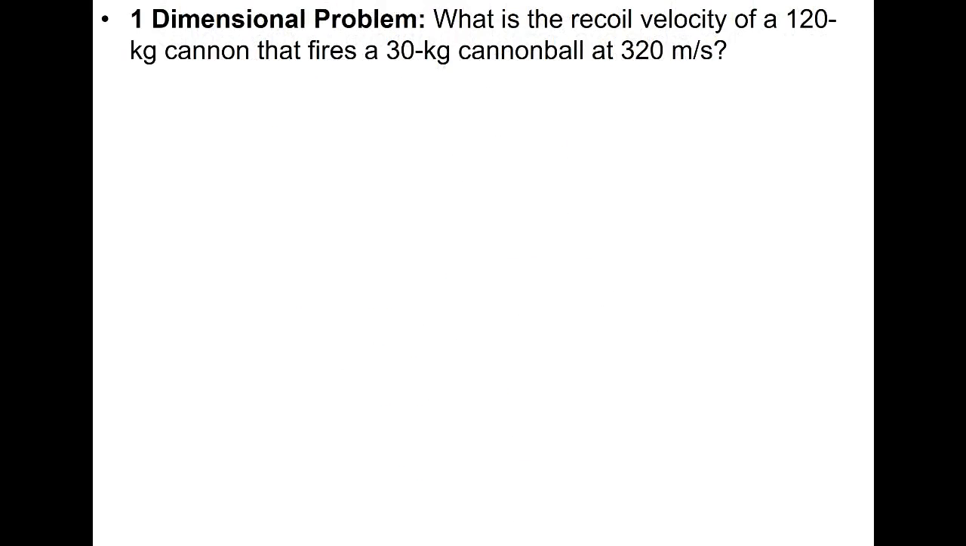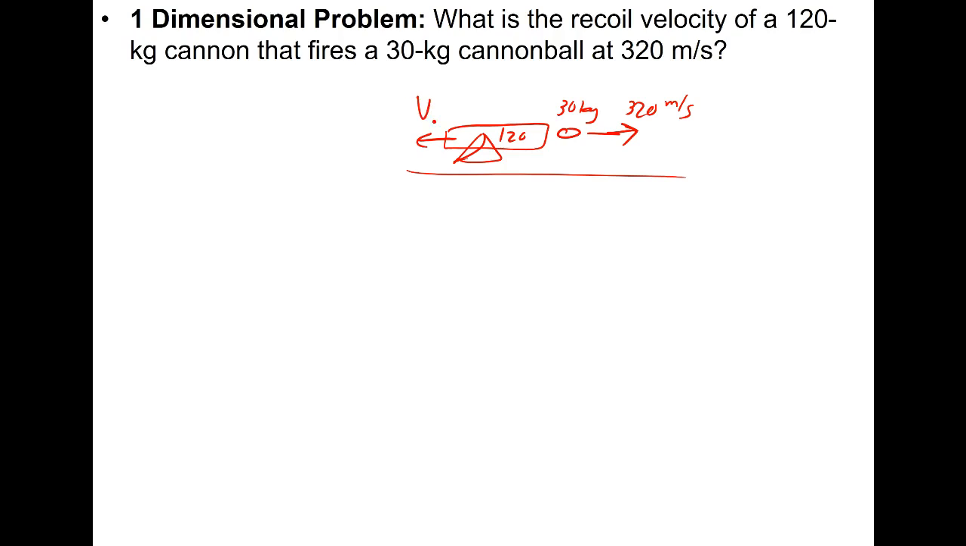Okay, here's another example. What's the recoil velocity of a 120 kilogram cannon that fires a 30 kilogram cannonball at 320 meters per second? So I'll do a horizontal example. The cannonball is 30 kilograms and it's getting fired at 320 meters per second, and the cannon is 120 kilograms and we're looking for its recoil velocity.